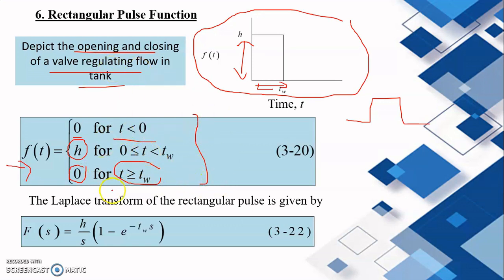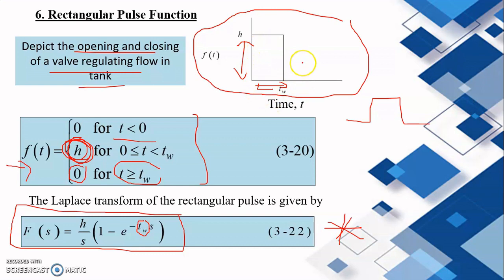For the rectangular pulse function, we take the Laplace transform with the h function, the height of the step. By taking this, we can come out with this expression. So the Laplace transform of this h expression is given by this. In this expression we can see that we have TW, which is the width of the pulse function.